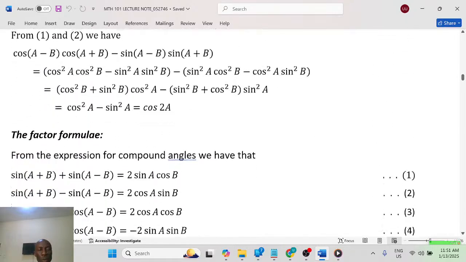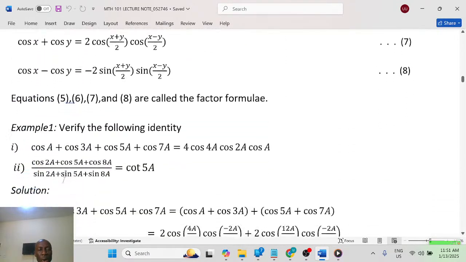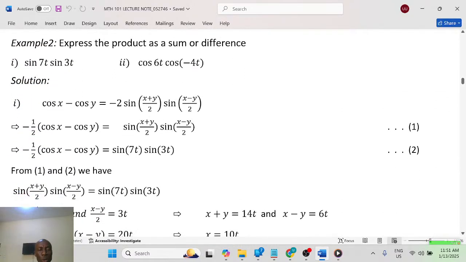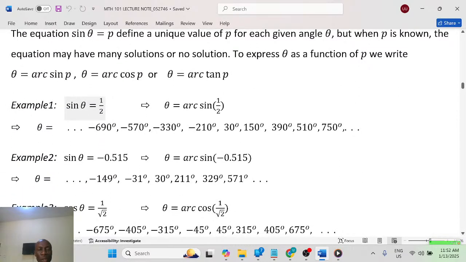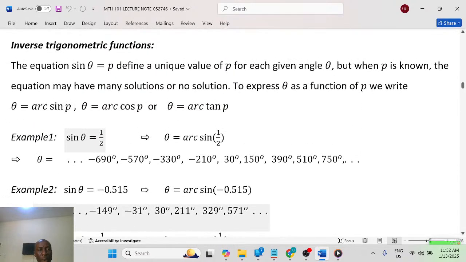We come down to the next one, the factor formula, or let's move to the more important one that I want us to discuss, because time is not on our side. We come down to inverse trigonometric functions. In inverse trigonometric functions, sin theta is equal to 1 over 2. It means that if we are asked to find the value of theta, it will now be arcsin 1 over 2. Arcsin 1 over 2 will give us angles of multiples of 30. And that is why you see that theta is equal to minus 690, minus 570, minus 330, minus 210, 30, 150, 390, 510, and so on and so forth.